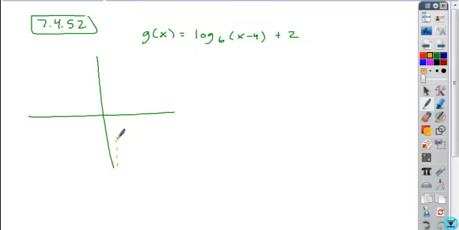So our parent function is going to look like this, right? So that's the parent function that we're looking at. And again, that basic form has a vertical asymptote at x equals 0. And let's go see what we know about this graph. Well, on the outside right here, we see there's a vertical shift that occurs. The vertical shift goes up 2. And we see on the inside there is a horizontal shift.